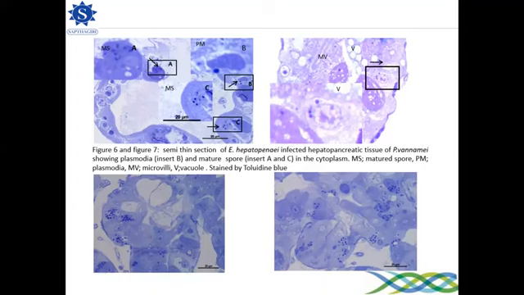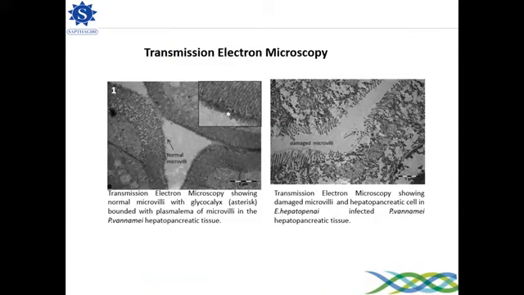So this is a transmission electron microscopy picture of healthy and EHP infected hepatopancreas. The first picture shows healthy microvilli and the tubular space. Microvilli absorb all the nutrients. Second one shows HP cells completely damaged and the microvilli structure completely distorted.